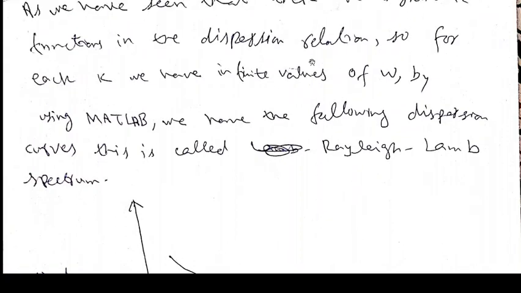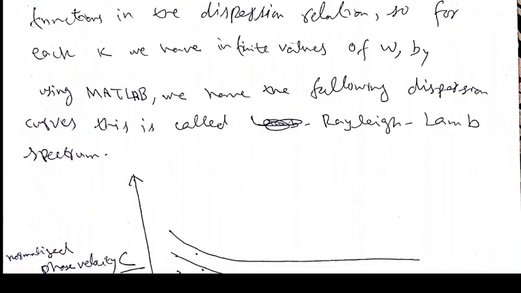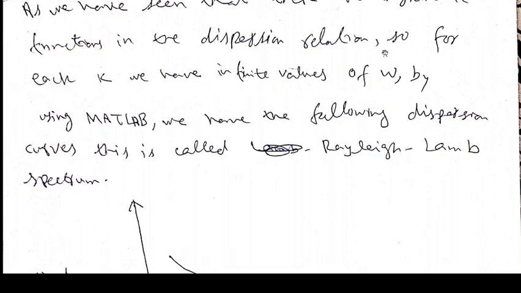As we have trigonometric functions in the dispersion relation, we have infinitely many dispersion curves. For each value of k, we will have infinitely many values of c. I should write c here, not w; we use omega for frequency, but here we have small c, the phase velocity, because in the dispersion relation you can see there is k and c. H is basically the thickness of the plate, which is a known thing, k is the wave number and c is the phase velocity of the wave.